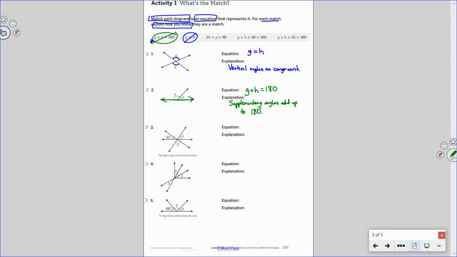All right, with that in mind, folks, go ahead and pause the video. Challenge yourself on numbers 3, 4, and 5 to match each of the remaining 3 equations to their appropriate diagram, and then go ahead and explain it. Pause, come on back when you are ready.